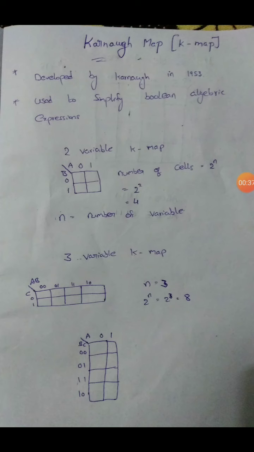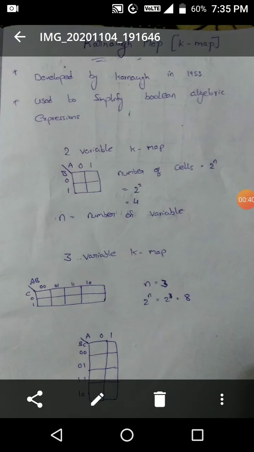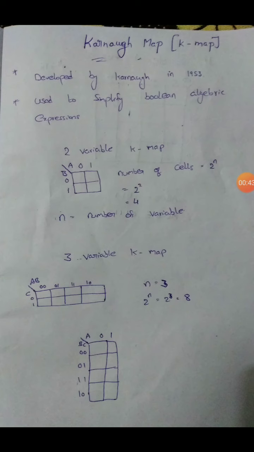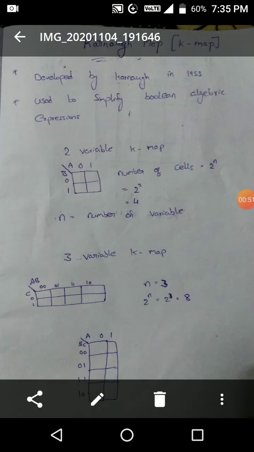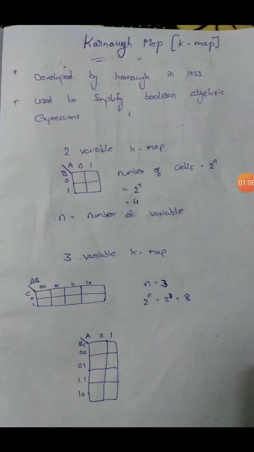For the two variable K map, how many cells are there? The number of cells equals 2 power n, which means 2 squared, nothing but 4 cells. Here n represents the number of variables. For the two variable K map, we are representing two variables. On the row side we represent the A variable and on the column side the B variable, and we have combinations of 0 and 1. On the row side we have 0 and 1, and on the column side also 0 and 1.